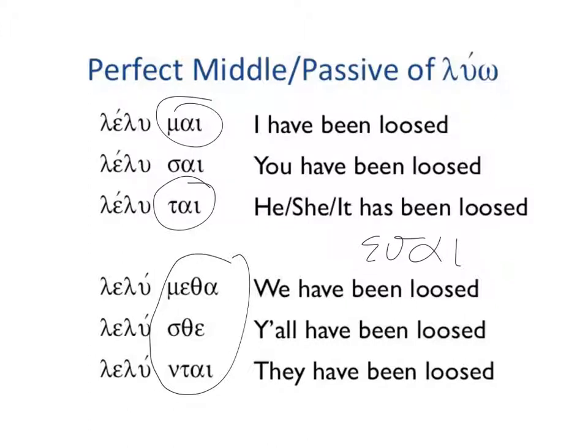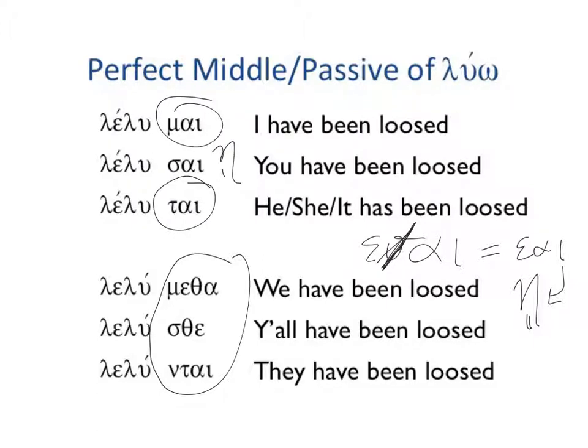This sigma doesn't like being between two vowels like that. So it drops out, leaving you with epsilon, alpha, iota. That epsilon and that alpha combined contract into an eta, and then that iota subscripts. And so your typical passive ending looks like this.